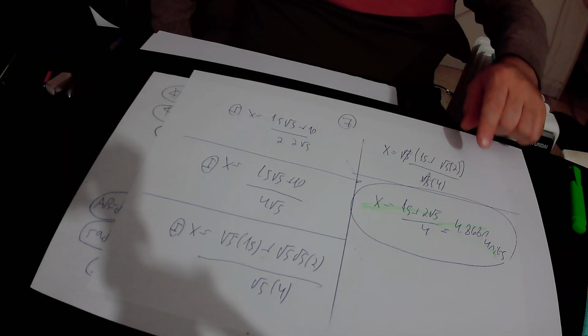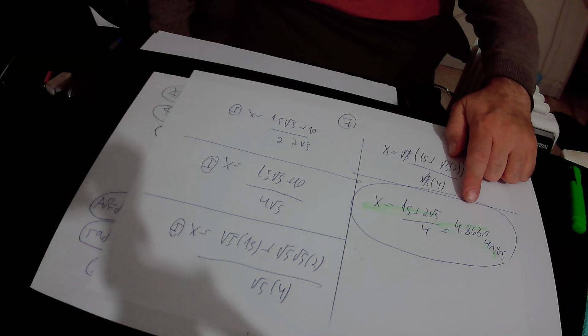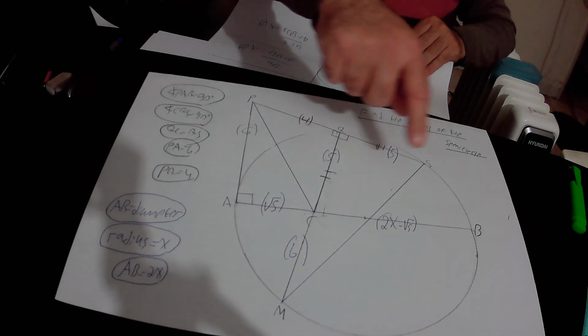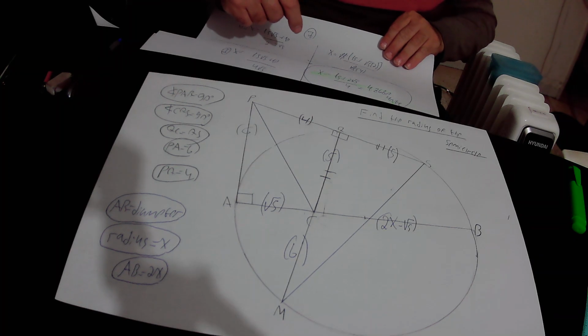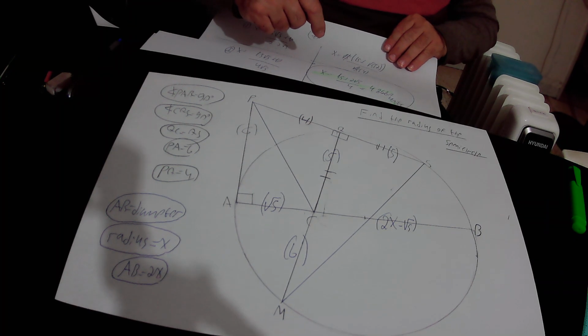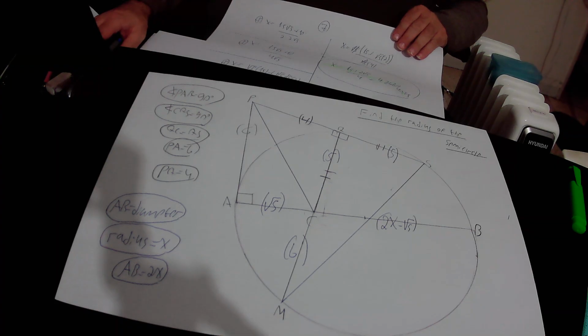Or in terms of numbers, x, that is the radius of the semicircle, equals 4.8680 units. I repeat again, the radius of this semicircle equals either 15 plus 2 times square root of 5 over 4 units, or in terms of numbers, x equals 4.8680 units. Okay, thank you very much.